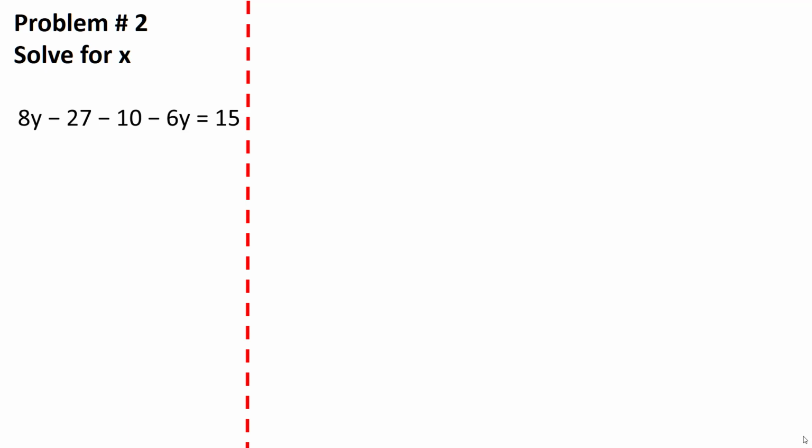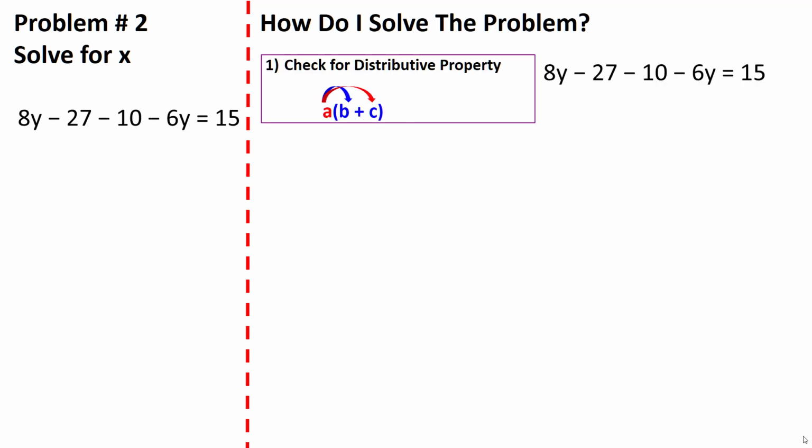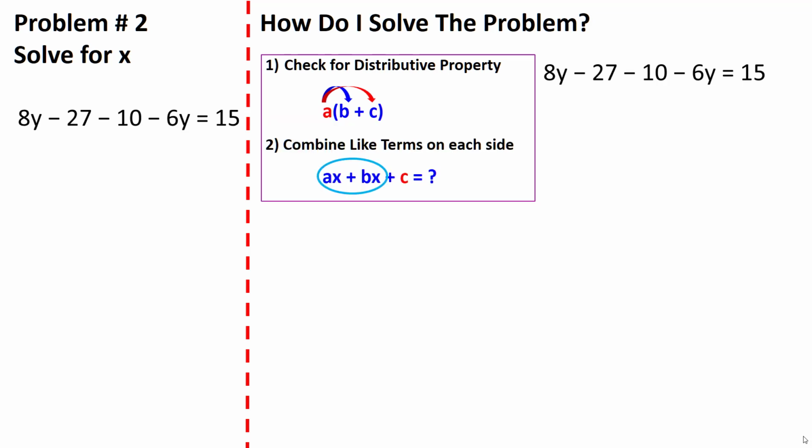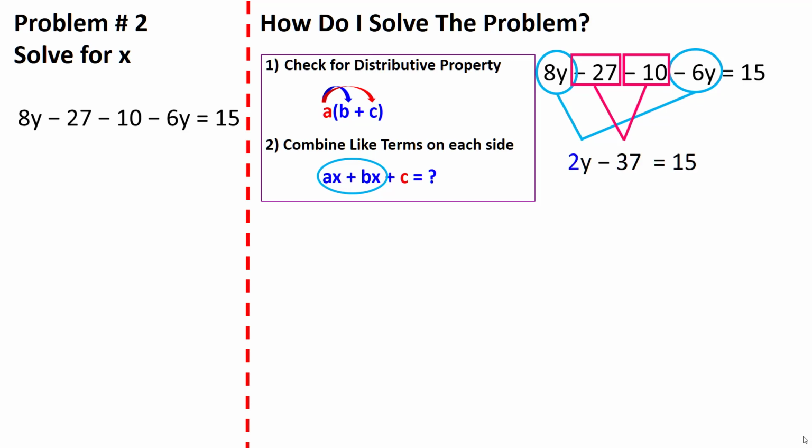Problem 2. How do I solve the problem? First, I check for distributive property. Looking at the equation, there's none. Step 2. Combine like terms. I see 8y and negative 6y are on the same side. I will combine those two together. I see negative 27 and negative 10. I also will combine those two together. I will get 2y minus 37 equals 15.